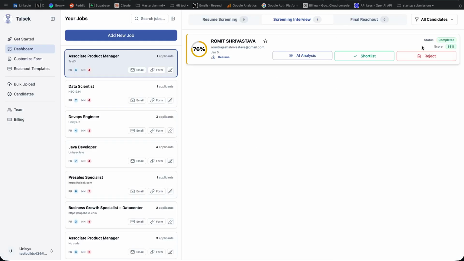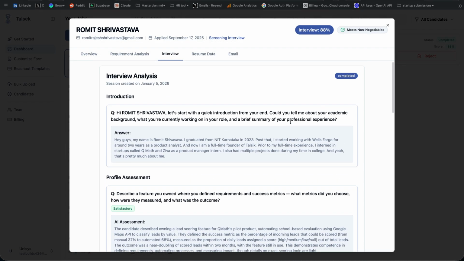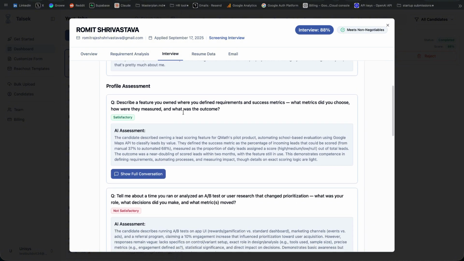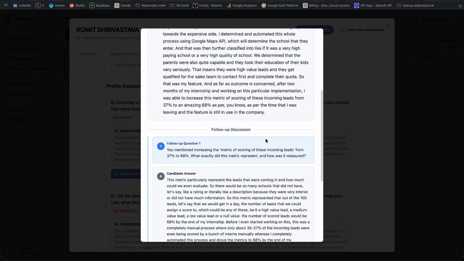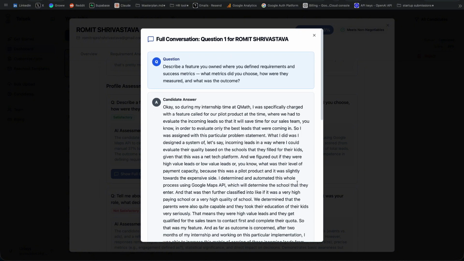You can see my score is around 88%. That means there was something that I was probably missing. You can see this is what my interview analysis would look like. This is my introductory question. This is the AI assessment that I got, and you can see the entire depth of the conversation over here. And you can see at the end the candidate described owning a lead scoring metric, and they defined a success metric. This demonstrates competence in defining requirements, automating processes, and measuring impact, which was the goal of the question that the AI was trying to assess.